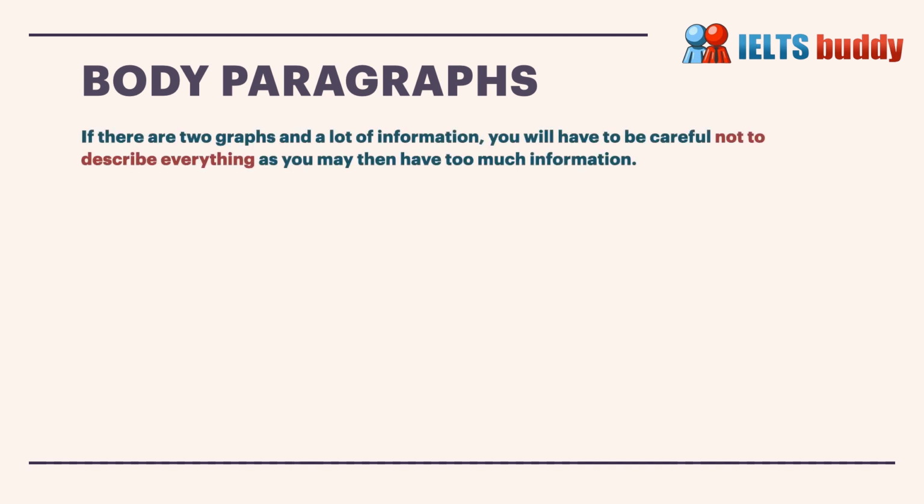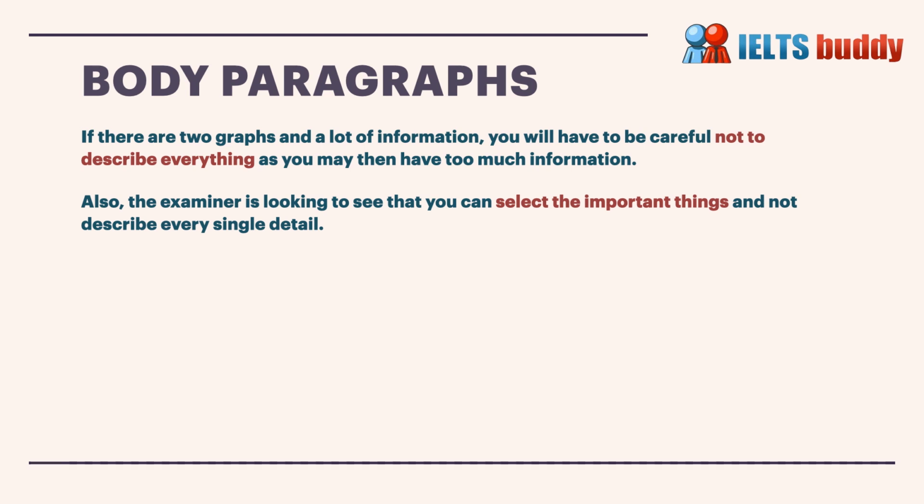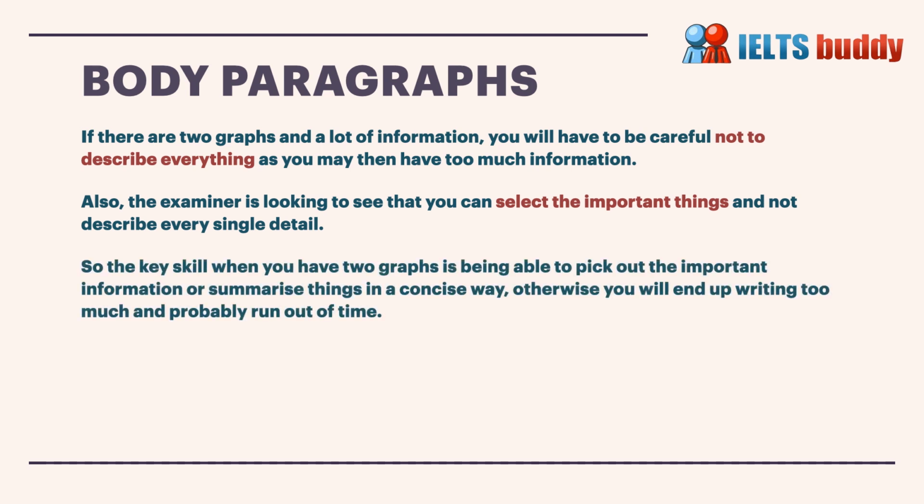Now let's look at the body paragraphs. If there are two graphs and a lot of information, you'll have to be careful not to describe everything, as you may then have too much information. Also, the examiner is looking to see that you can select the most important things and not describe every single detail. So the key skill when you have two graphs is being able to pick out the important information or summarize things in a concise way. Otherwise you'll end up writing too much and probably run out of time.